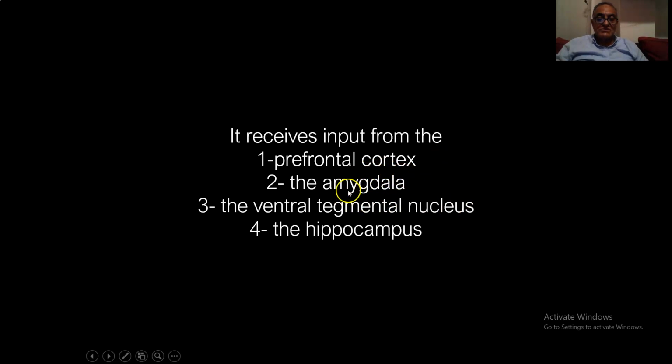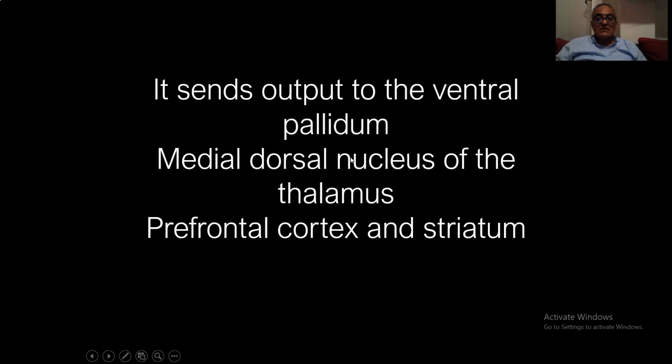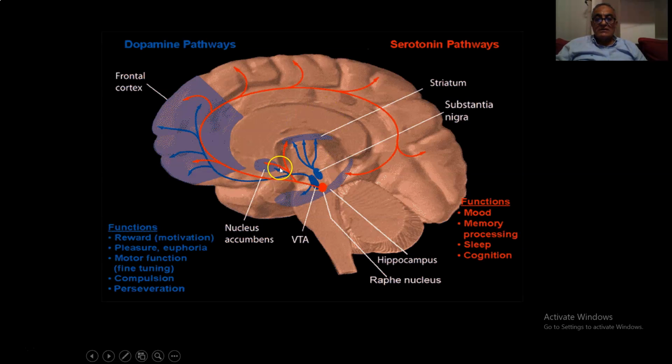Shouldn't know all the connections. It has some connection with amygdala, hippocampus, prefrontal cortex, and sending output to the thalamus and the frontal cortex again. And it has dopamine pathways and serotonin pathways, nucleus accumbens. The functions of the dopamine pathways: reward, pleasure, euphoria, compulsion. And the functions of the serotonin pathways is the mood, the memory, processing, sleep, cognition.